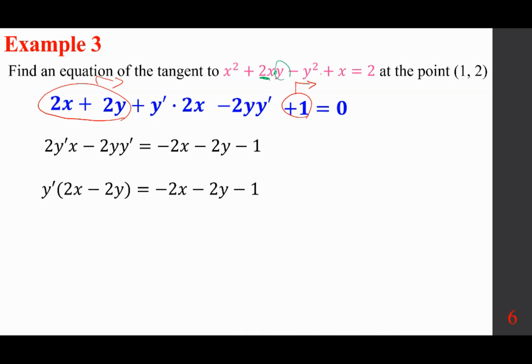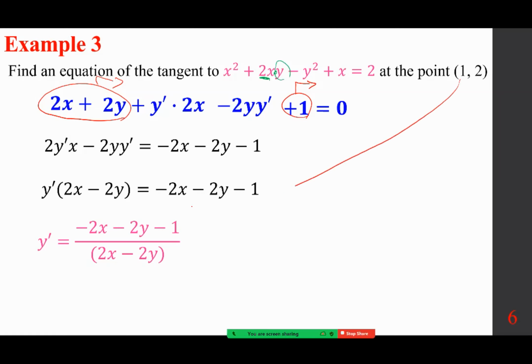And we divide everything by 2x minus 2y. So y prime or dy dx becomes minus 2x minus 2y minus 1 over 2x minus 2y. Now we are going to plug in the pair 1, comma 2. When we plug in, we get 7/2.